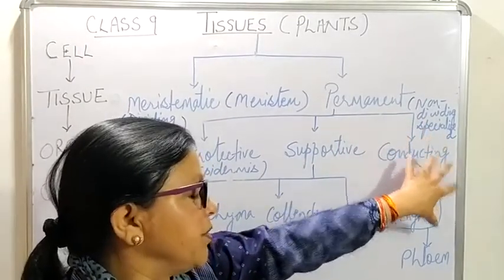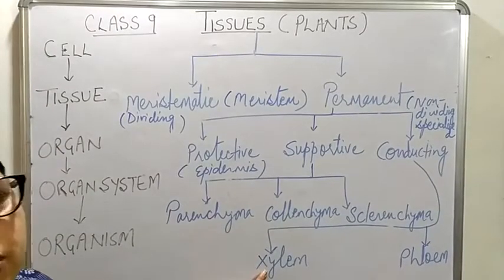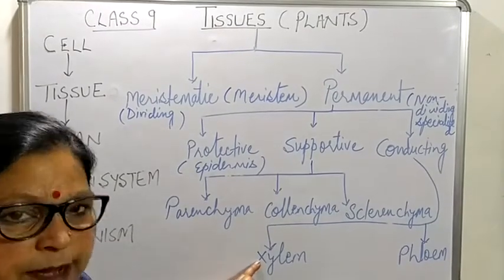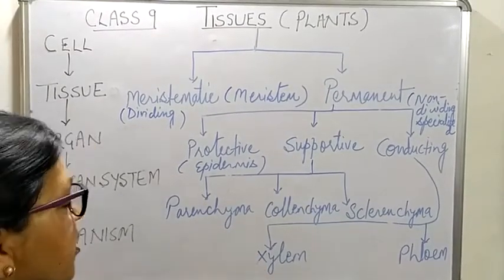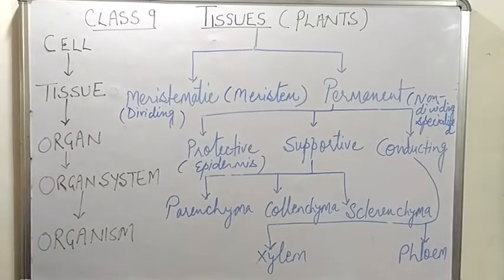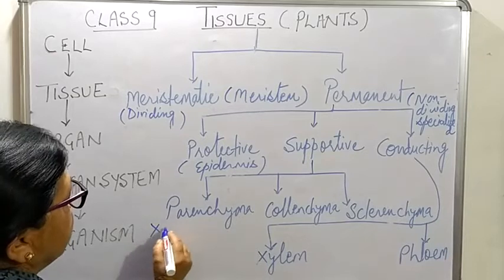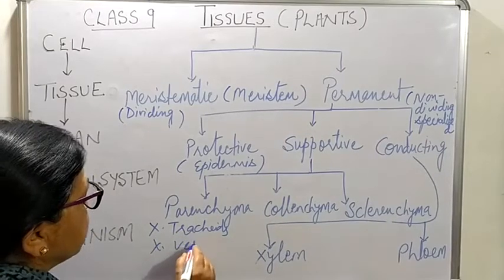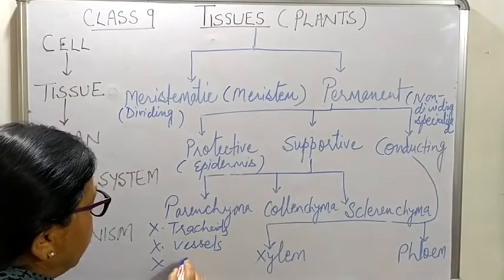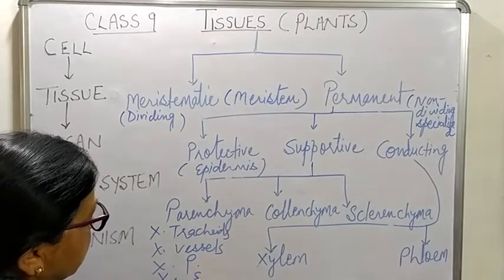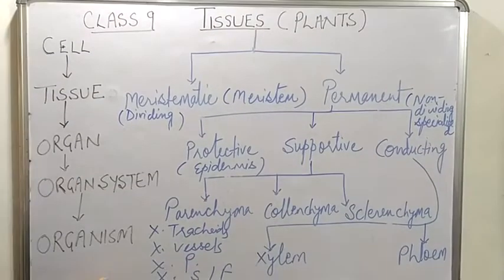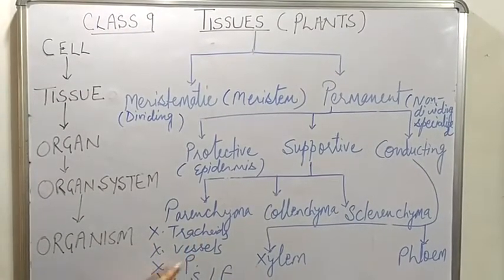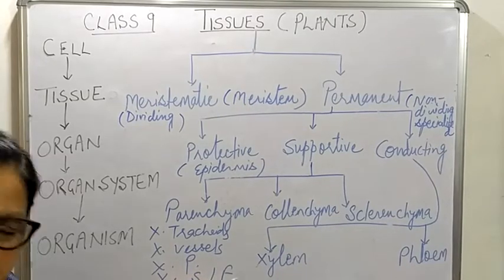Why is it called complex tissue? Because it is made up of more than one type of cell. Now in class 8th also you have learned that xylem is composed of 4 types of cells. Number 1 is xylem tracheids. Second is xylem vessels. Third, xylem parenchyma and fourth, xylem sclerenchyma or xylem fiber. These are 4 types of xylem cells: xylem tracheids, xylem vessel, xylem parenchyma and xylem sclerenchyma or xylem fiber.